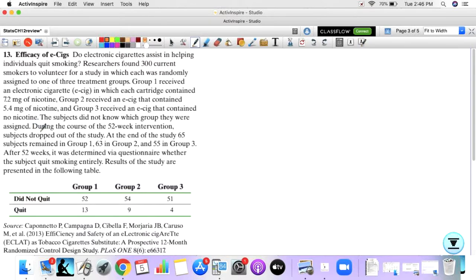During the course of a 52-week intervention, a lot of them dropped out of the study. At the end of the study, 65 subjects remained in Group 1, 63 in Group 2, and 55 in Group 3.